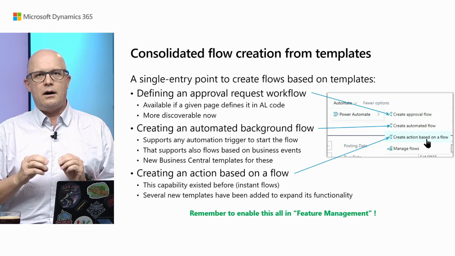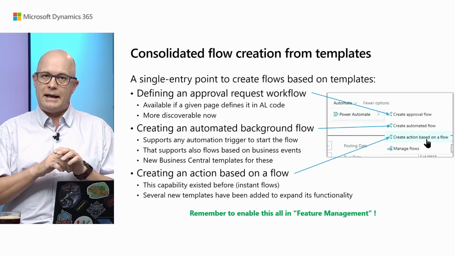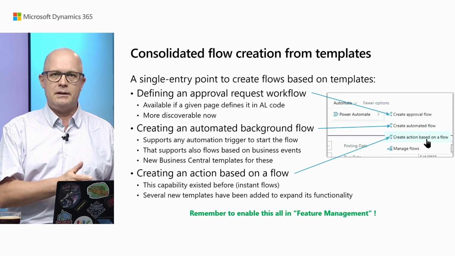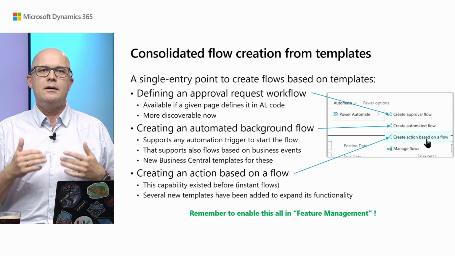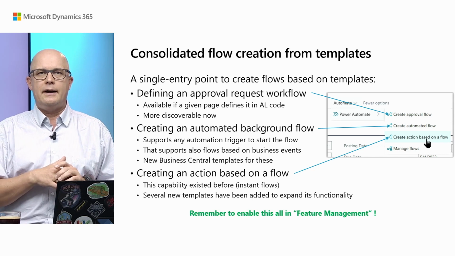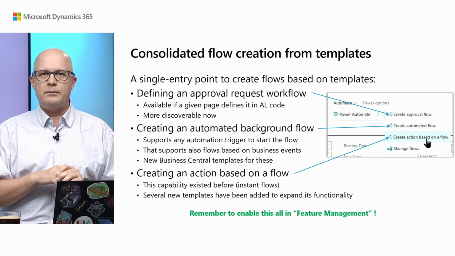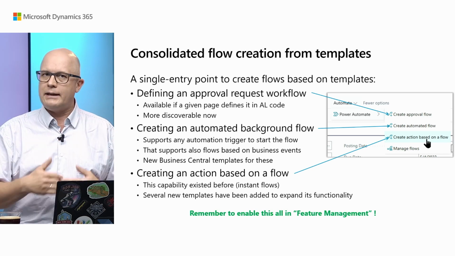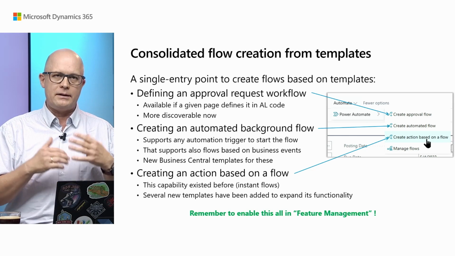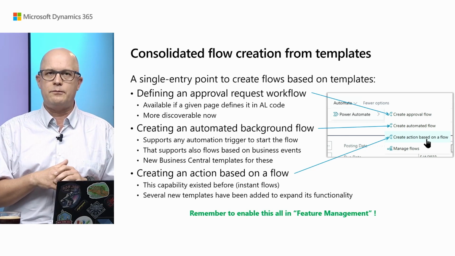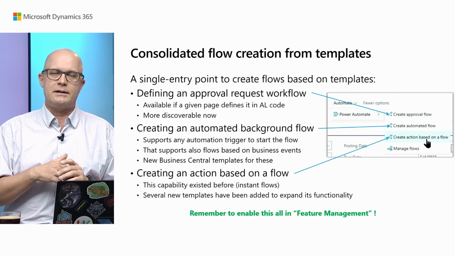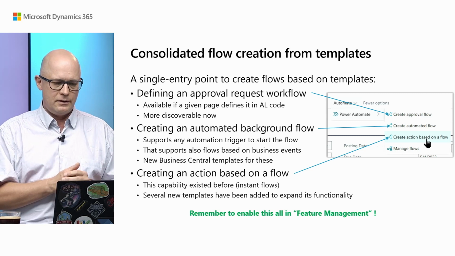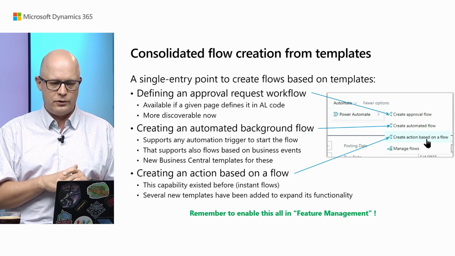All of those are features enabled in feature management. So if you have a Business Central tenant or environment that has been upgraded from previous version, make sure that you turn on this integration with Power Automate and templates in feature management. If you're creating a new environment in Business Central or a sandbox environment with preview version of Business Central 2023 Wave 2, this is enabled by default.